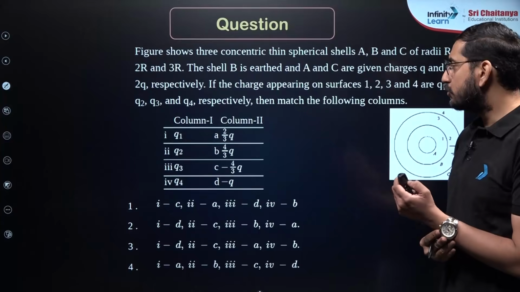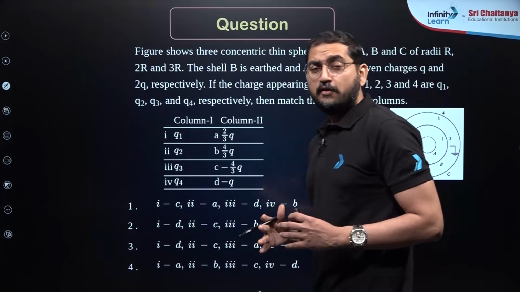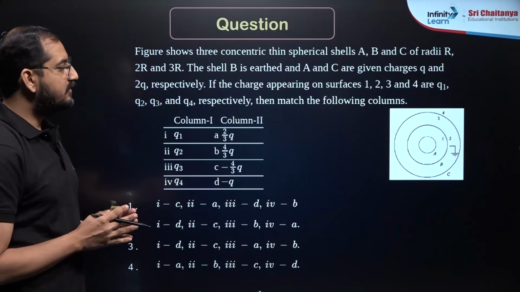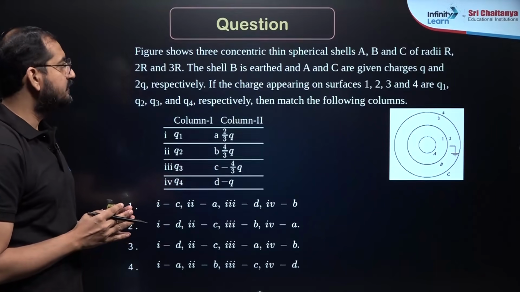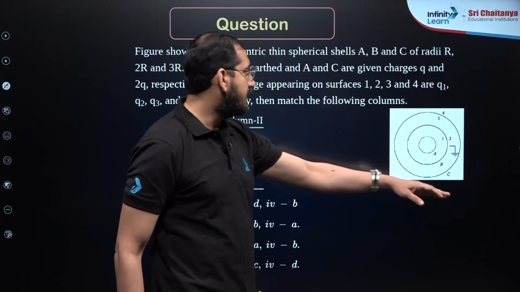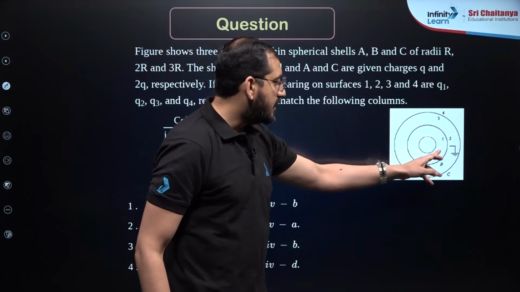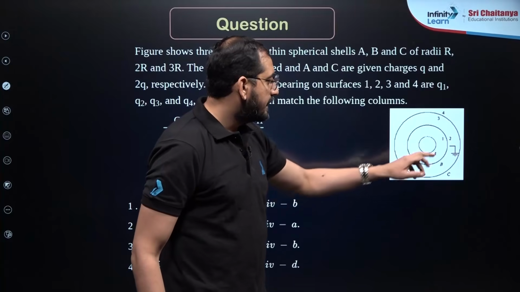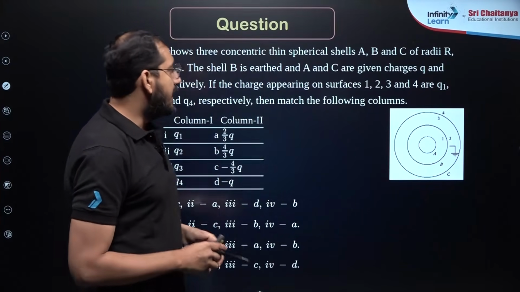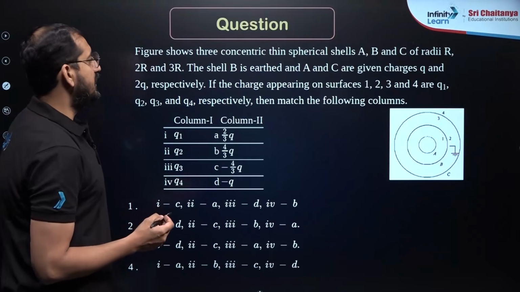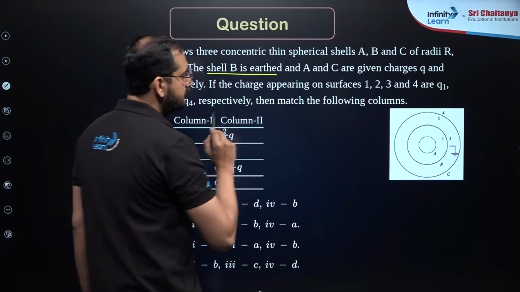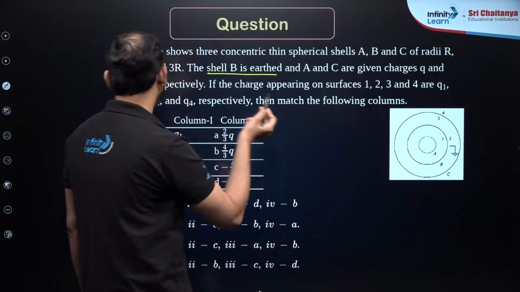Again, there is a matrix match question, and this question is from the electrostatic potential, where we have some concentric shells available over here, right? So the question says that there are 3 shells, radius r, 2r and 3r, and the middle one is grounded, as I can see from the drawing. And what about the charges on the shell? Are there any initial charges? Shell B is earthed, A and C are given charges Q and 2Q.